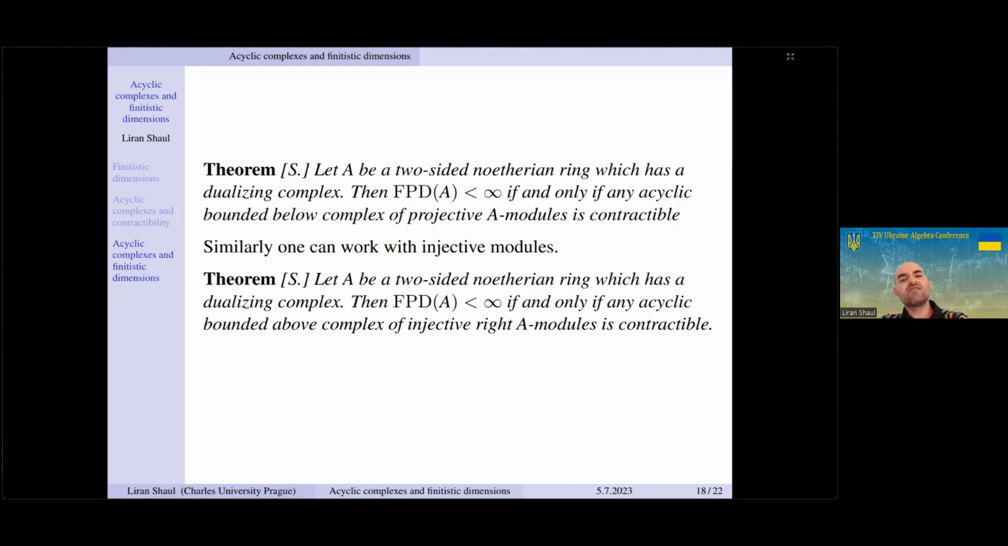So for such a ring, the finitistic dimension is finite if and only if any acyclic bounded below complex of injective right A modules is contractible. So everywhere I worked with left modules, but if you want to work with injectives, you need to look at injectives on the right side, not on the left side. So it turns out that these very basic homological properties are kind of dual to what we are used to. We are used to the fact that a bounded above acyclic complex of projectives is contractible, but if you want the converse, for most rings, it's equivalent to having finite finitistic dimension.